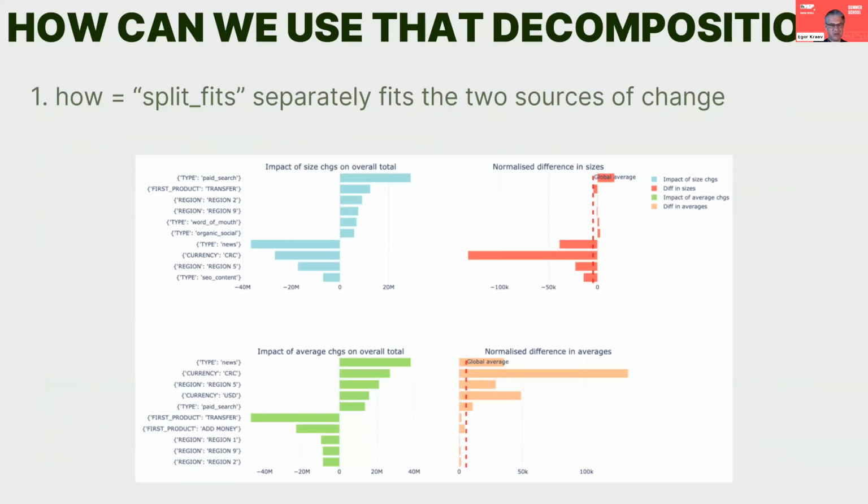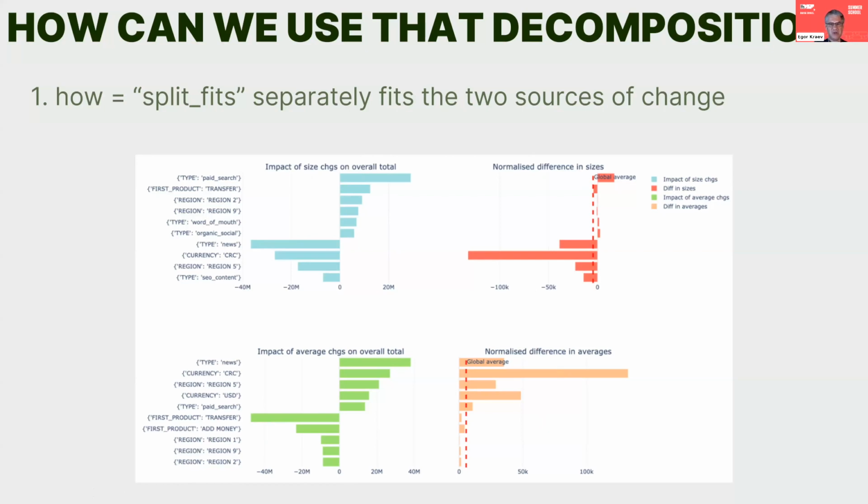So the simple way to decompose it is we separately look at the changes that come from size changes, and the changes that come from average changes. And maybe that's the simplest way analytically, but it makes it unnecessarily hard to compare the segments from the top to the segments from the bottom.